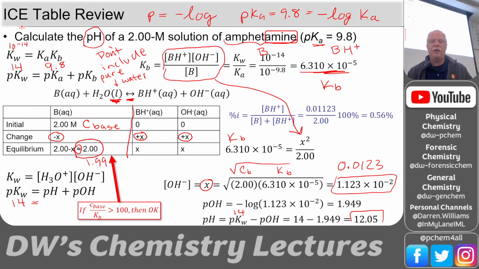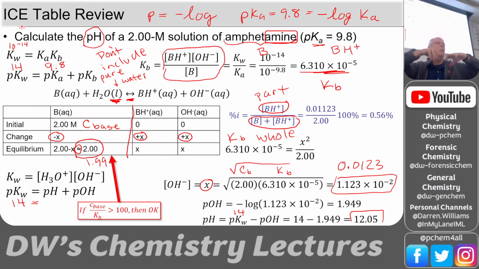Now, sometimes we want to calculate the percent ionization. Percent ionization is the ionized species, this BH plus, divided by all of the base species. So we have the ionized and the unionized. So it's part over whole. So the ionized part over the whole. We know the whole was 2 molar. So we put 2 molar in solution and it broke up into some ionized and some unionized. But that's the whole, 2 molar. What percent was the BH plus?